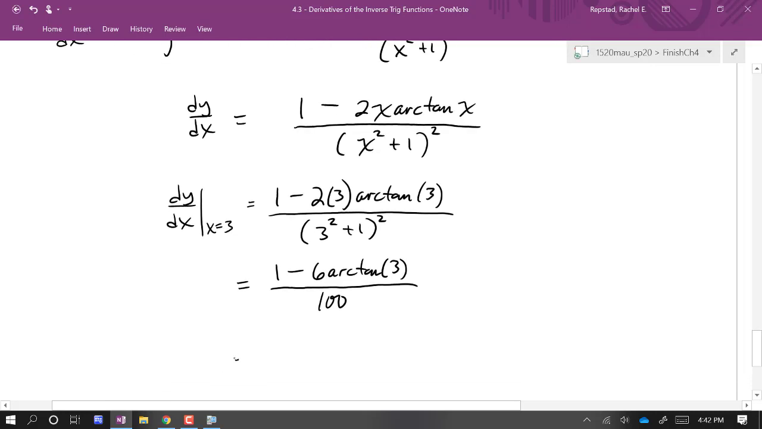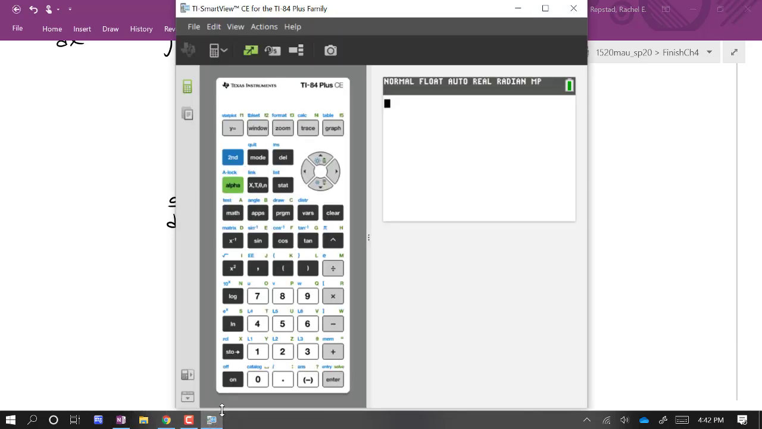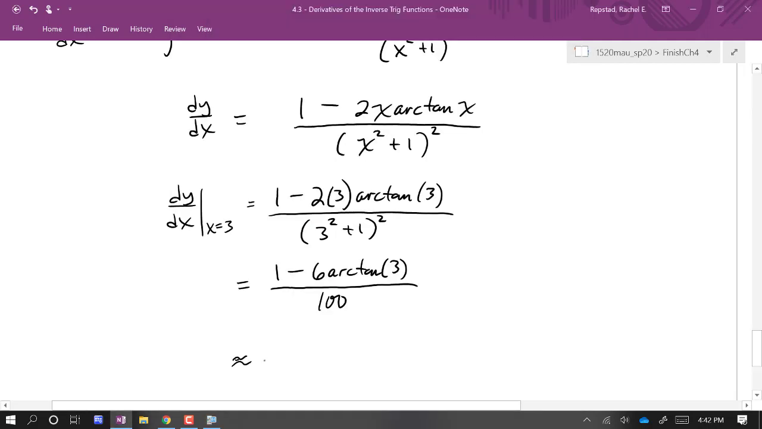So let's see what we get. I'm going to put the numerator in parentheses. I get negative 0.0649. So decreasing ever so slightly.